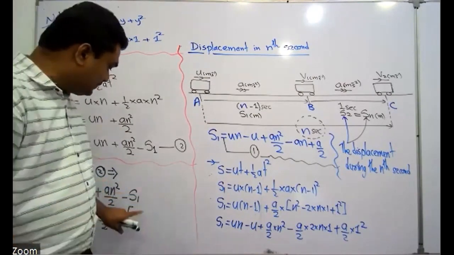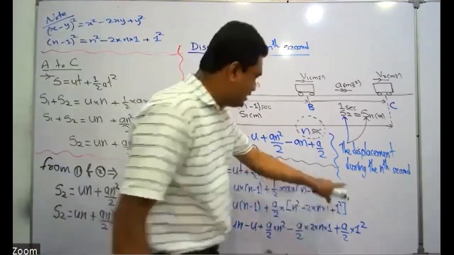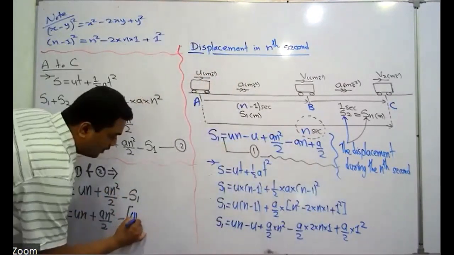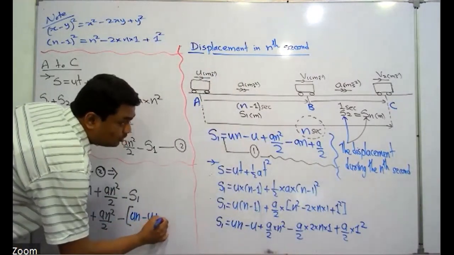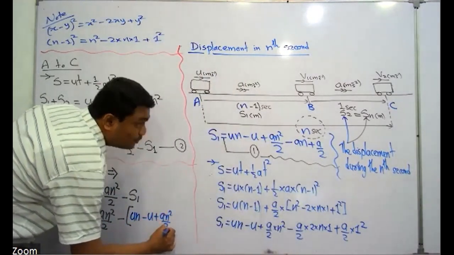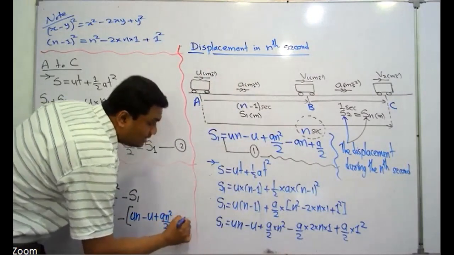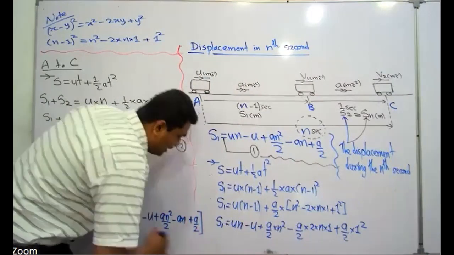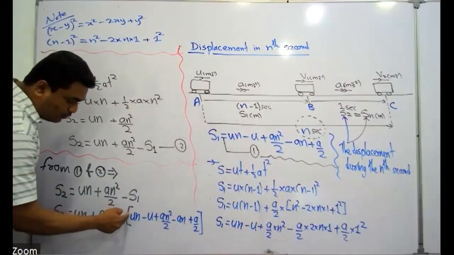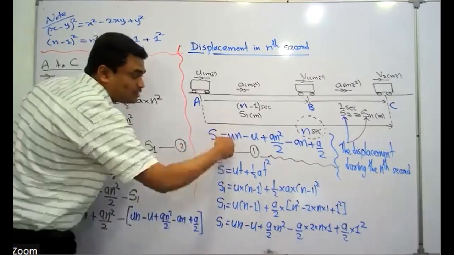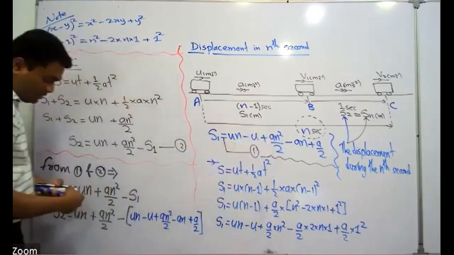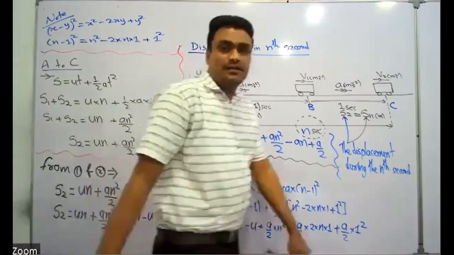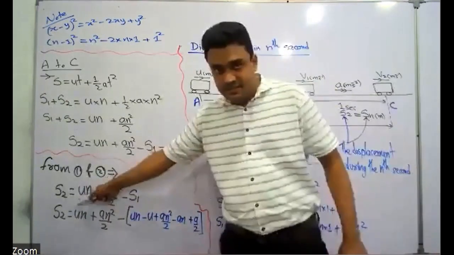So what is S1? See, a lot of terms there. According to the first equation, S1 is un minus u plus an square over 2 minus an plus a over 2. Am I right here? In the place of S1, I have written the expression of S1 from equation number 1. Now remove the brackets and simplify this.